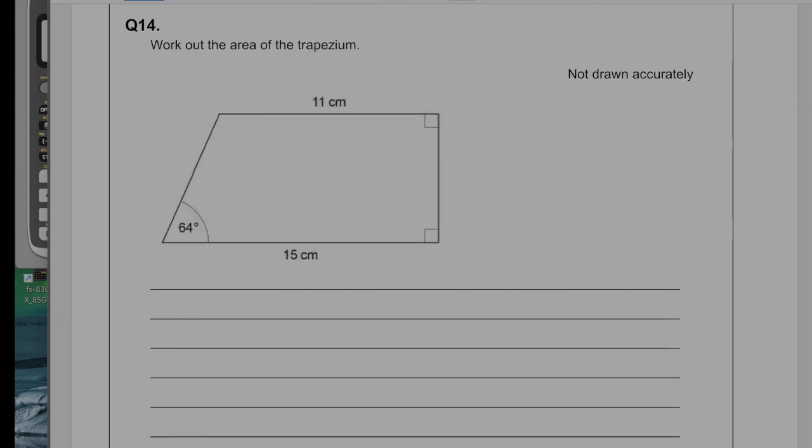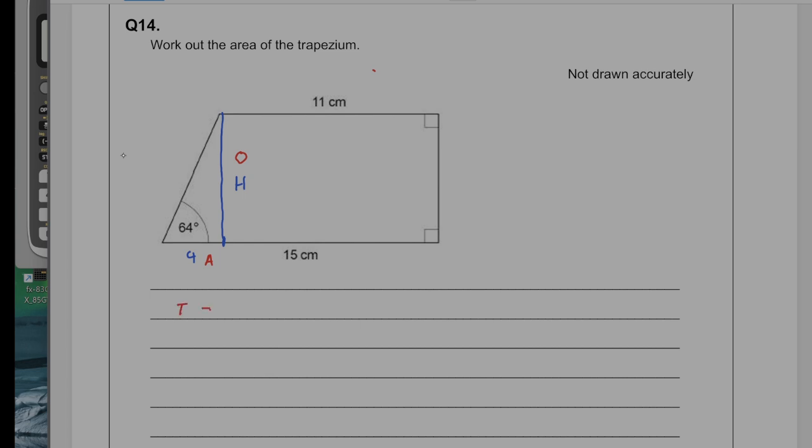Right, question 14, work out the area of the trapezium. It's a bit disguised, but we need to work out the height of the trapezium, so I'm going to put that here. If this side is 11 and this side is 15, then this length here must be 4. So we're going to use a bit of trig here. If this is the angle I'm working with, this is going to be the opposite side, and this would be the adjacent side. So we're going to be using our tan ratio to work out the height.